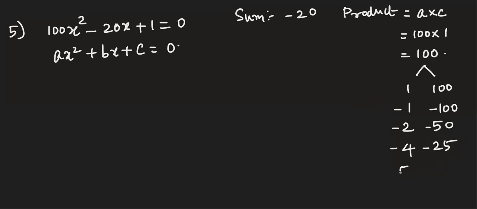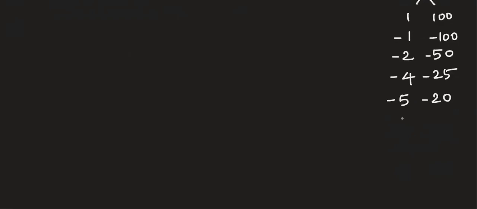Let's try 5 table. So 5 into 20 is 100. But then when I add, no, we are not getting. It's 25. Even if I change the sign also, again, I'm getting minus 25 only. So no. 6 table, we cannot get 100. 7 table, no. 8 table, no. 9 table, no. But then 10 table will. So 10 tens are 100.